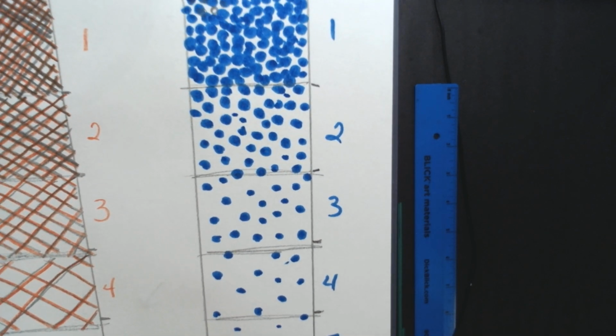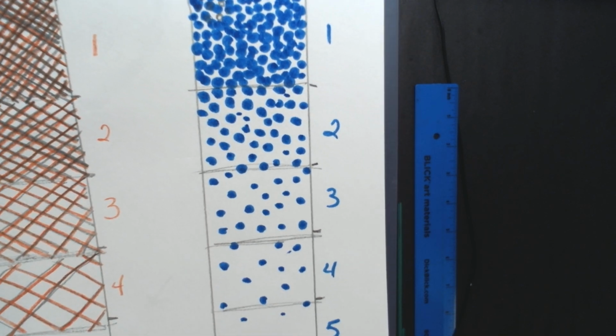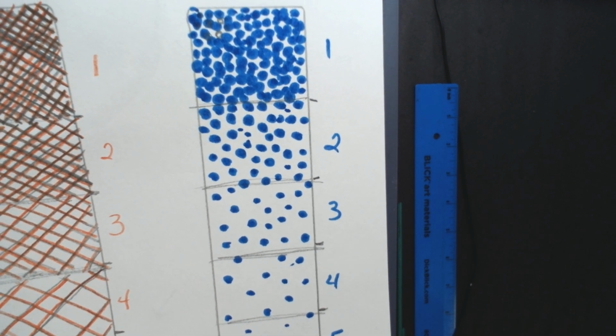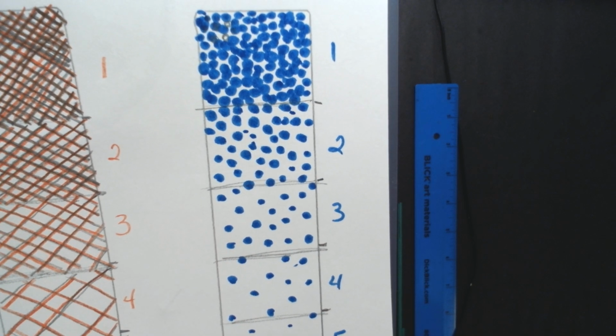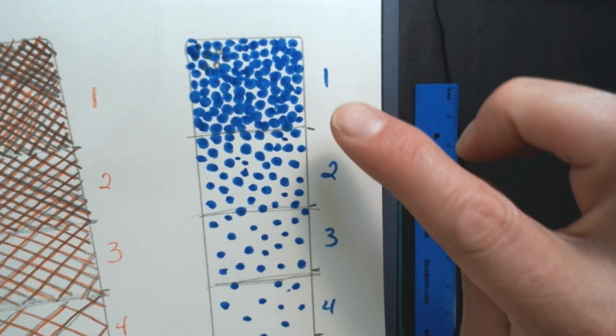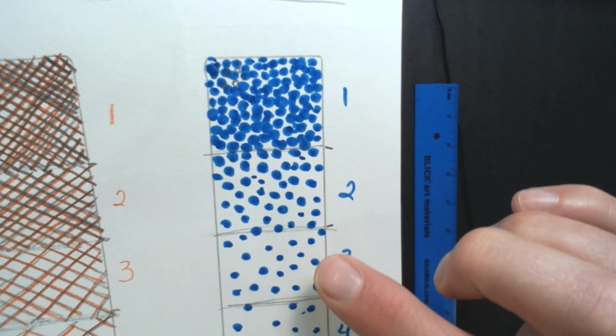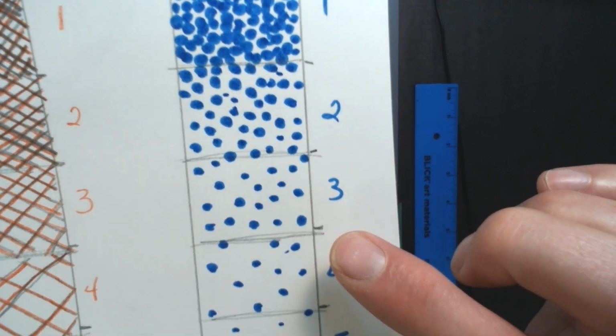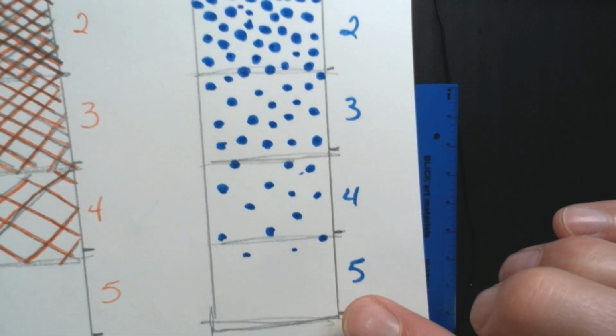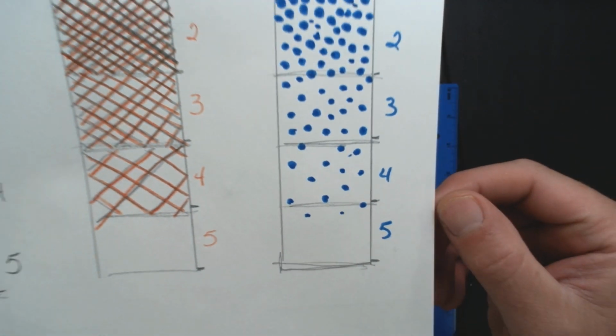The second box, there's still a lot, but they're not touching each other. It wouldn't be like standing shoulder to shoulder in the room. It'd be fewer people here. And then obviously even fewer. And in box number 4, fewer. And in box number 5, leave it alone.